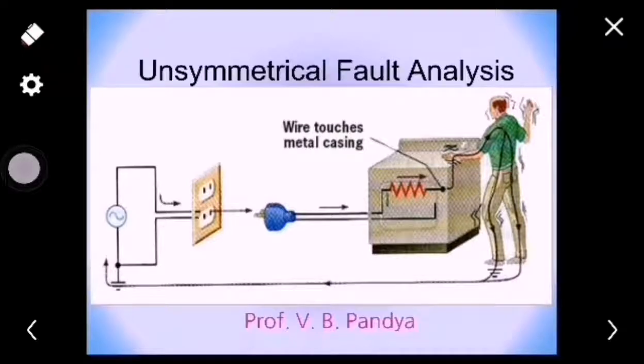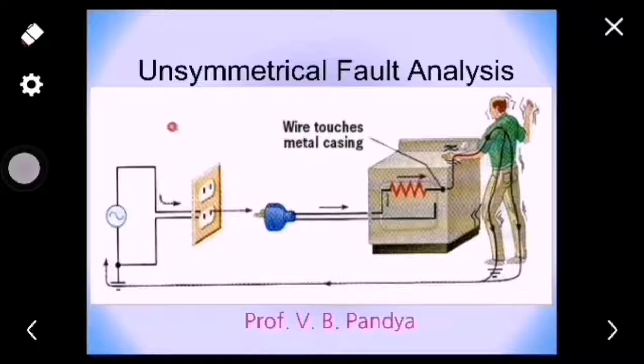Hello students, we shall learn today unsymmetrical fault analysis. Before proceeding further, let us first understand what is meant by unsymmetrical or unbalanced system. A three-phase system is said to be unbalanced if voltage phasors or current phasors are not having equal amplitudes or they are not apart from each other by 120 degree. This is a very simple understanding of unbalanced three-phase system.